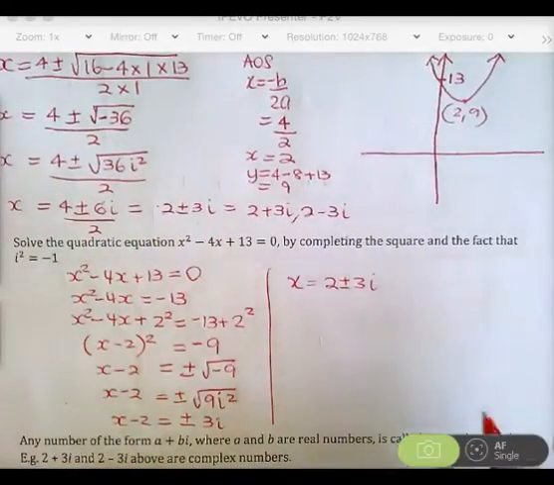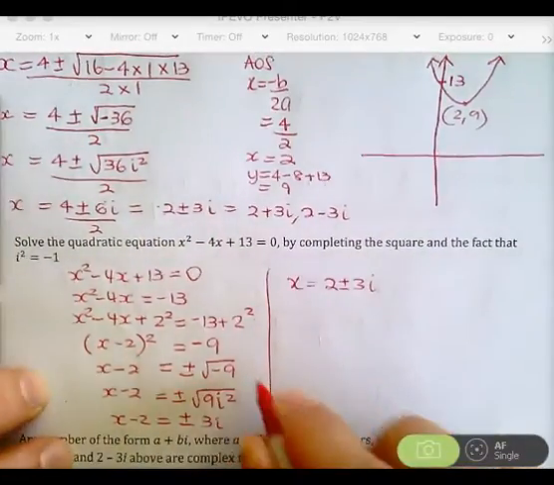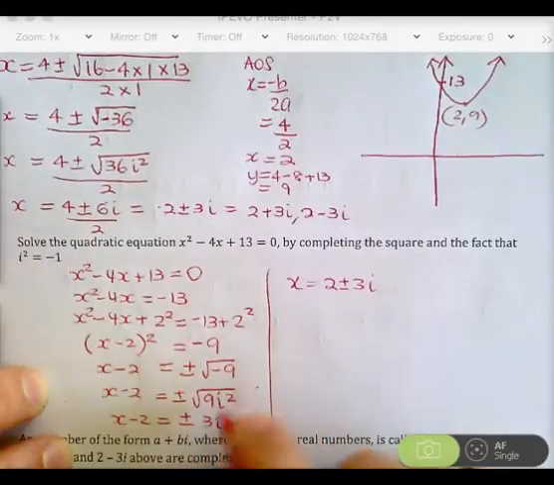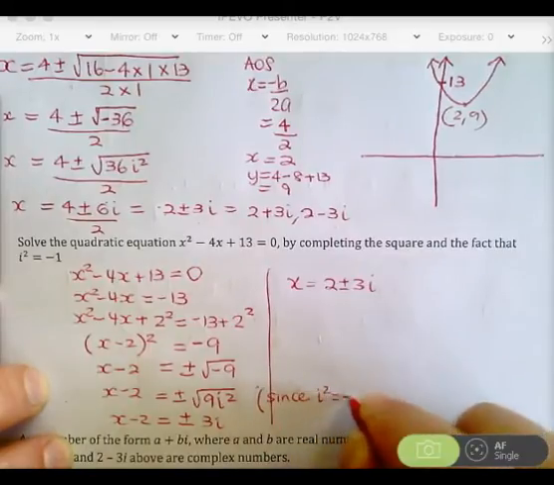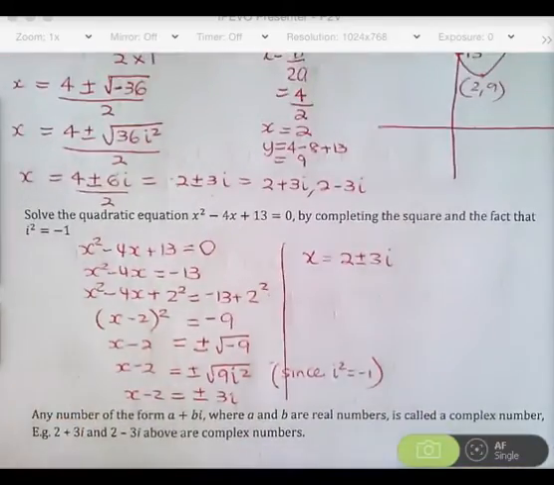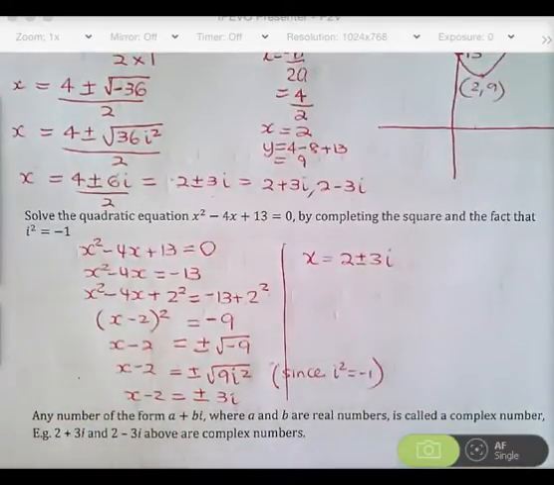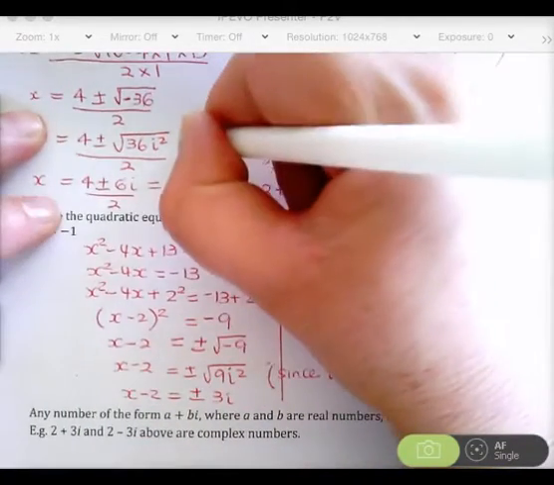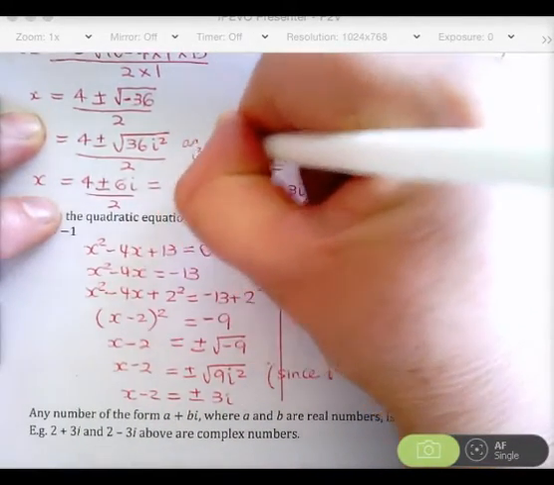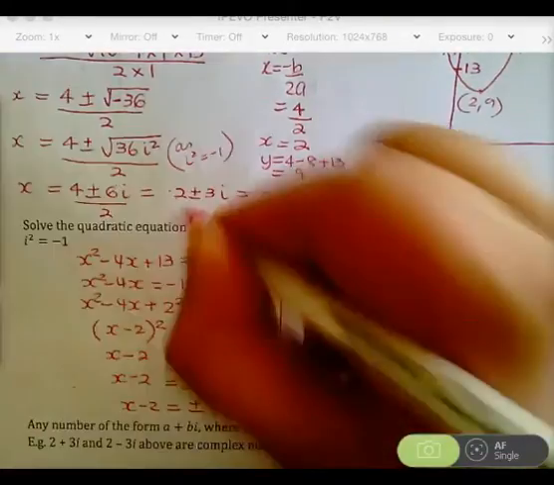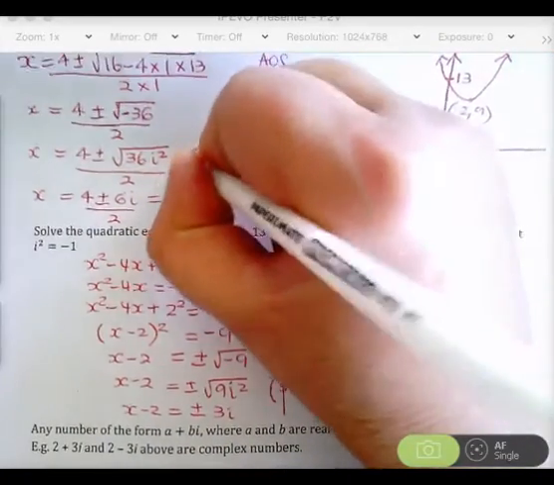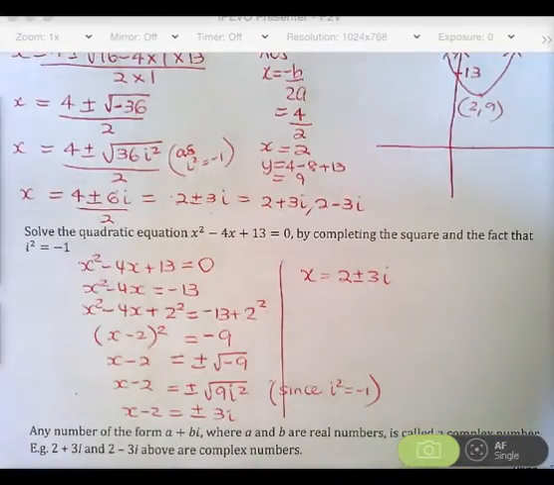By completing the square. When you do this step, square root of -9, and then you go to the next step here, you should always write since i squared equals -1. So can we add that in? Forgot about that. Okay, and up here as well, as i squared equals -1. So whenever we introduce that, because it's something that's assumed, as i squared equals -1.